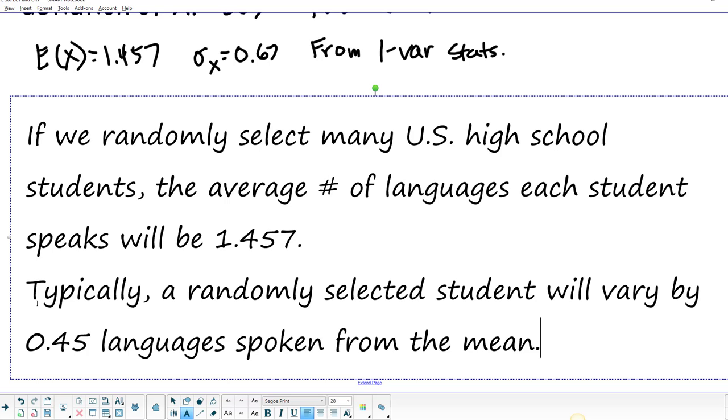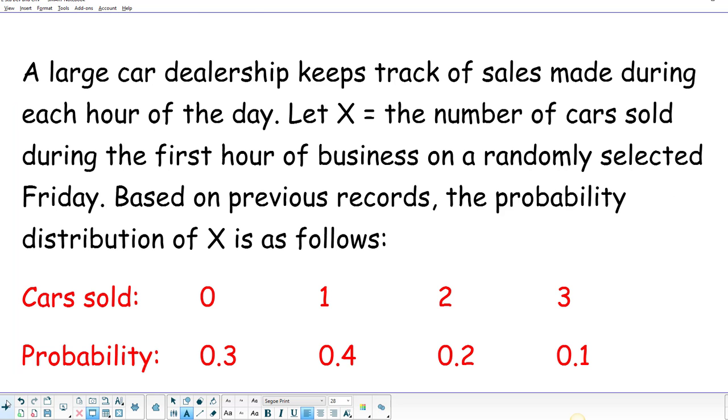So, go ahead and take a look at prompt number 2, and we'll see what you get. All right, so we're going to move on to prompt number 2. Go ahead and hit the pause button to read through it, work it, and then you can check my answer.